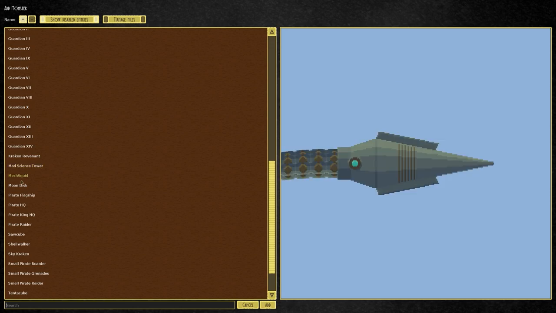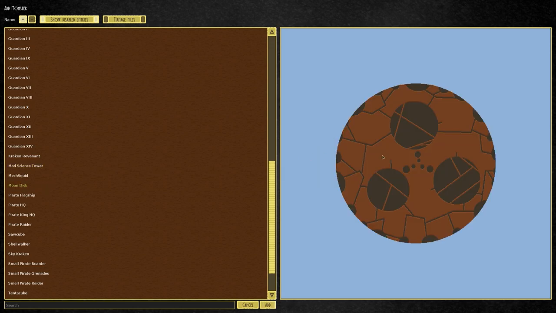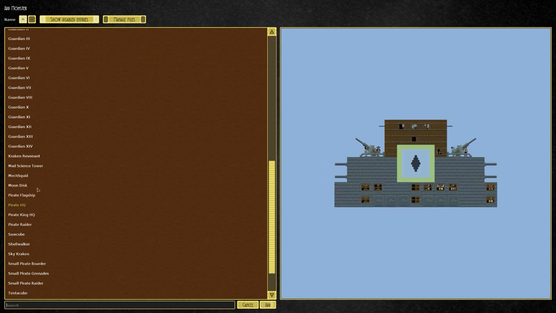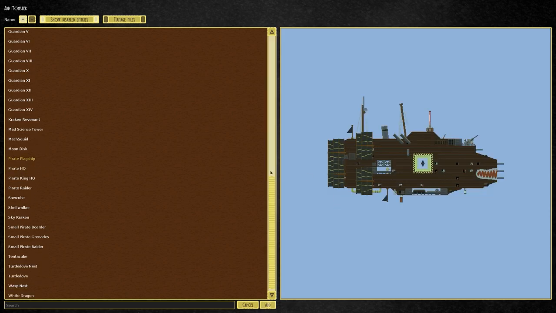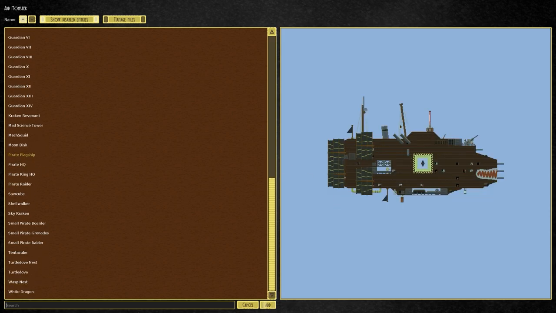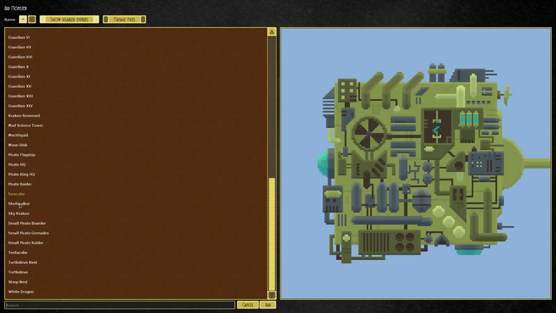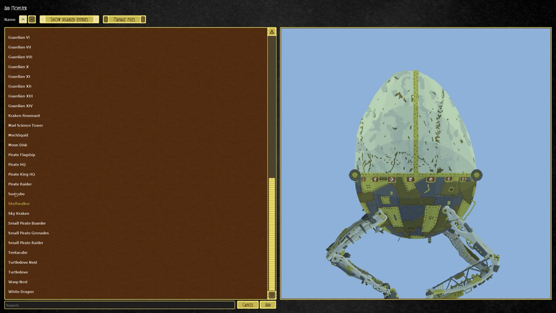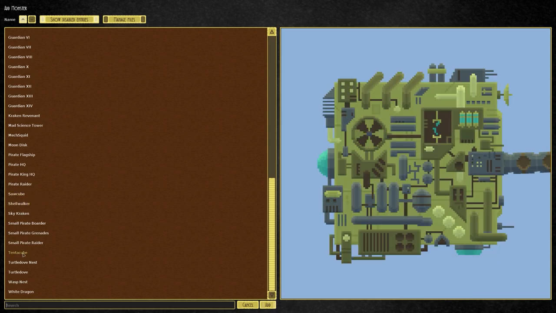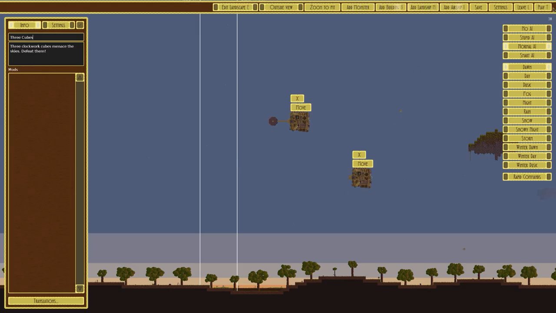We've seen some of these. Mecha squad, yeah. Moon disc. I've never seen that before. Pirate flagship. That's very, very Battlefleet Gothic Orcish. There's a saw cube. Tentacube. Yeah. But there you are. Either way, that was quite fun.